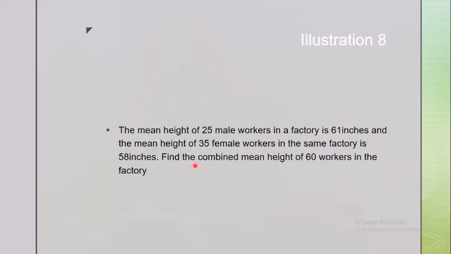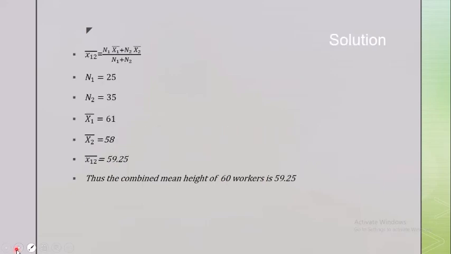Now we will move on to an illustration. The mean height of 25 male workers in a factory is 61 inches and the mean height of 35 female workers in the same factory is 58 inches. Find the combined mean height of 60 workers in the factory. So let's have a look.